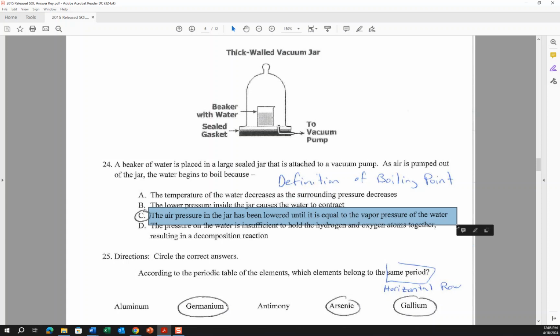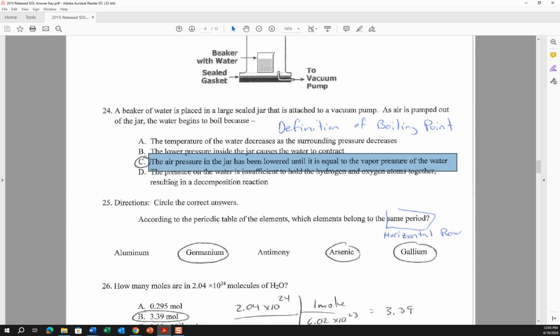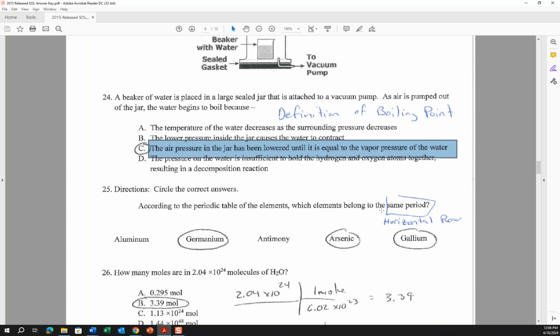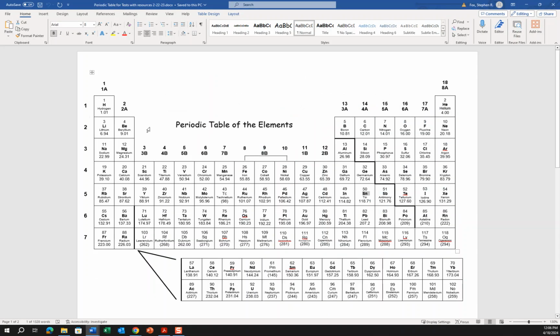According to the periodic table of elements, which elements belong in the same period? Remember, period is the row, and group or family is the column. So same period would mean same row. Like hydrogen and helium are in the same period. Sodium, magnesium, aluminum, silicon, phosphorus, sulfur, chlorine, argon, they're in the same period. Group is vertical, so fluorine, chlorine, bromine, iodine are in the same group, but sulfur and chlorine are in the same period, right? That's what we're looking for.